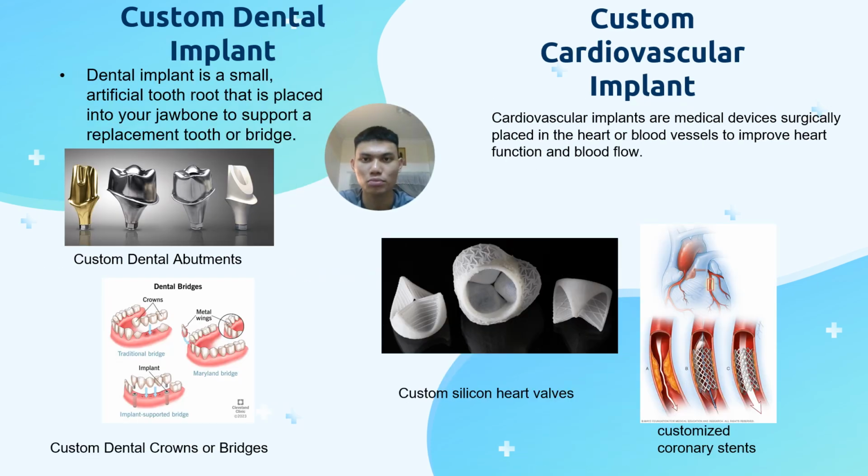Dental implants provide customized solutions for dental restorations. Key types include custom dental abutments and custom dental crowns or bridges. A dental implant is a small artificial tooth root placed in the jawbone to support a replacement tooth or bridge, ensuring stability and functionality in dental restorations.